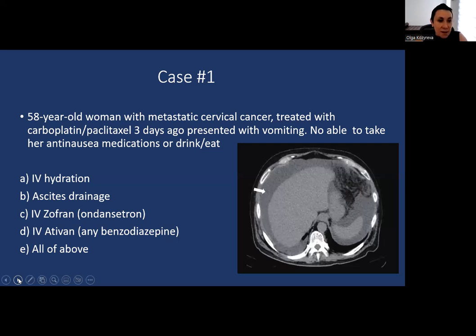Start IV hydration, drain her ascites, give IV Zofran, give IV Ativan or any other benzodiazepine available, or all of the above.